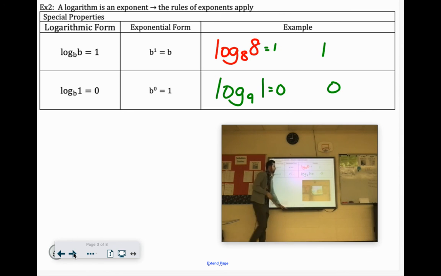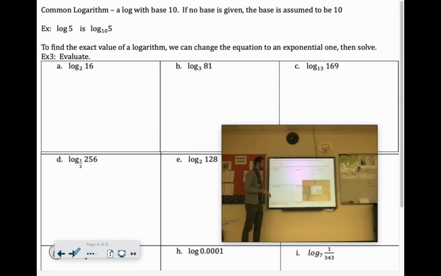So we are going to evaluate them here in a minute, and you'll see it's really not too bad. Sometimes we do have to, so look here, it says log 5 is really log base 10 of 5. So they don't write the 10 usually. So we're going to turn this into an exponential equation. So we're going to say log base 2 of 16 equals x. And then we're going to set that up with exponents. So 2 to the x power equals 16.